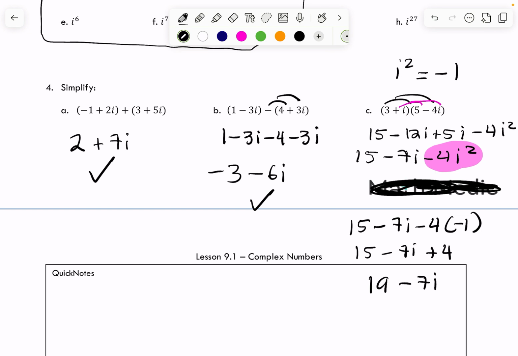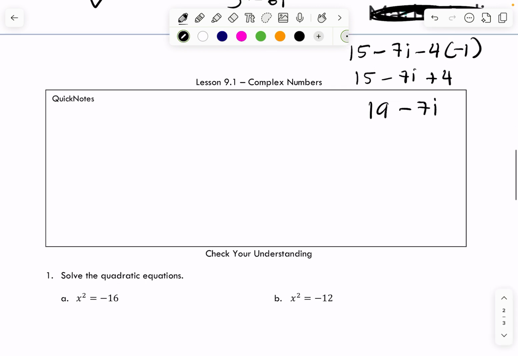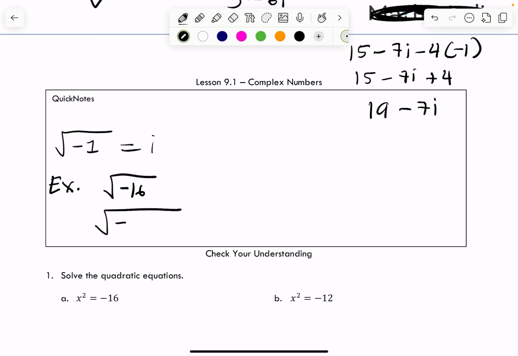So let's write down our notes to conclude this. So first thing that we need to know is the square root of -1 equals i. And an example of that is the square root of -16. There are not two same numbers that multiply to give you -16. So we will have to do -1 times 16, which is -1 times the square root of 16, which gives us 4i. So that was one example.